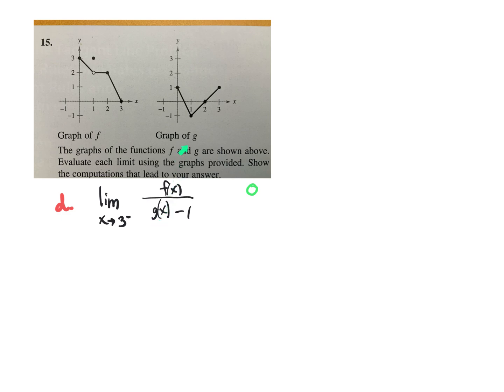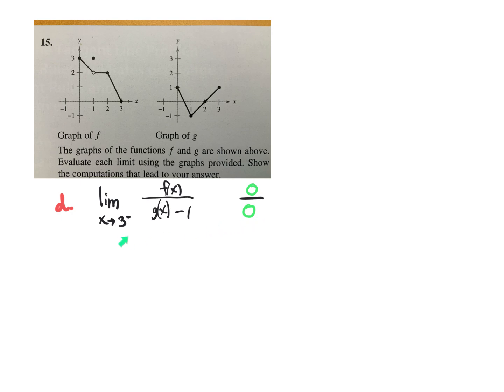G of x, as we approach 3 from the left, is approaching a y value of 1. And 1 minus 1 is 0. So we have the indeterminate form here. That's why we can't just substitute in f of x's limit and g of x's limit, because it gives us the indeterminate form. So what can we do?